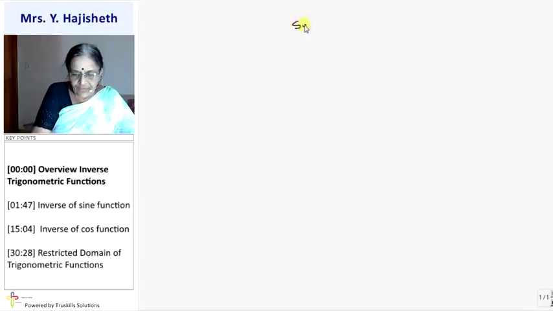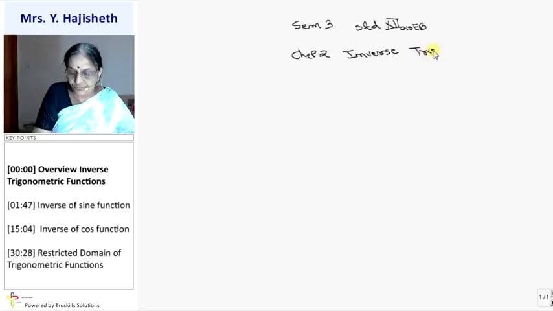Syllabus of semester 3, standard 12, GSEB, chapter number 2, inverse trigonometric function. Trigonometric function.